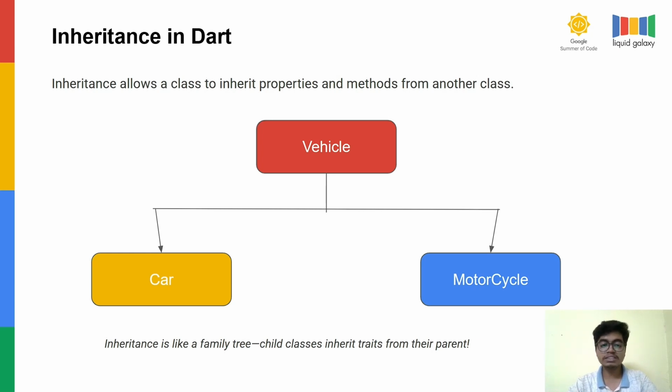Okay, it's just like a family tree. Child classes inherit traits from the parent. You can relate it with real world examples.